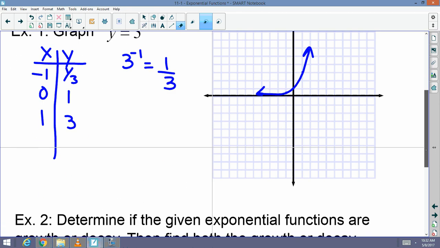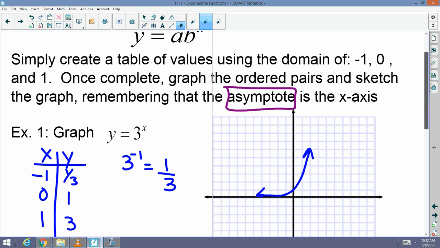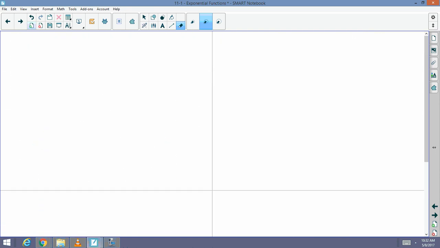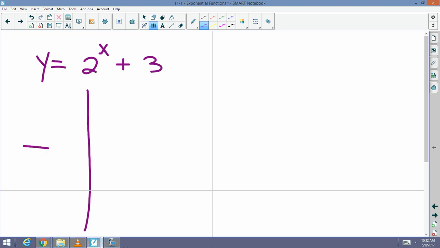If I give you something like this, actually, hold on, let me just get a new page. If I tell you to graph y equals, let's say, 2^x plus 3. Well, what's going to happen here is at your 3, there's an asymptote. I cannot cross beyond there. Okay? That's where my asymptote is.